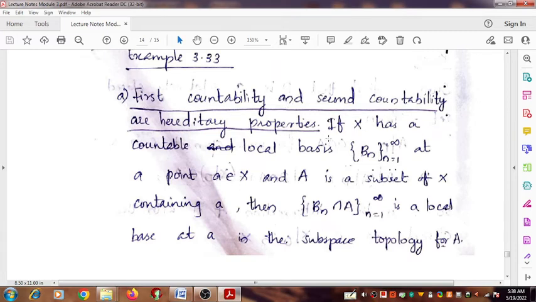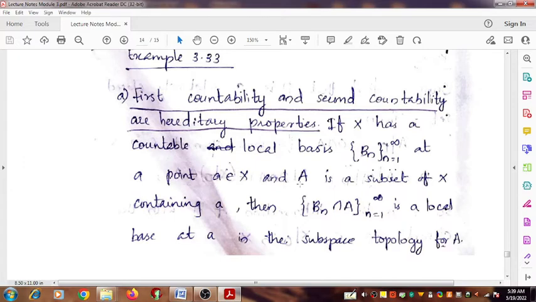For that we consider an original topological space X, and suppose X has a countable local basis Bn, where n varies from 1 to infinity, at a point a, where a is an arbitrary point of X. That is, B1, B2, B3, and so on, going up to infinity, at the point a, which is a fixed point in X.